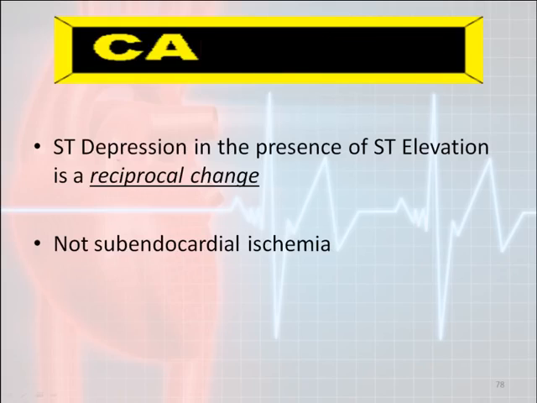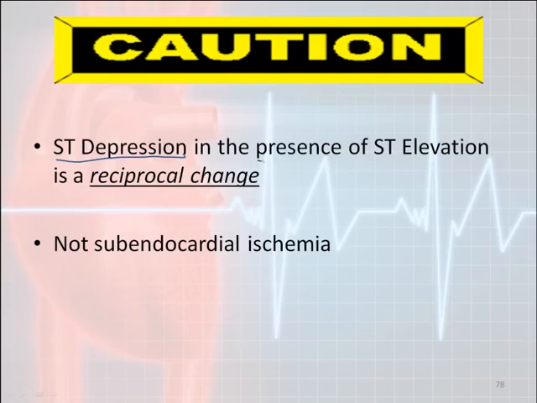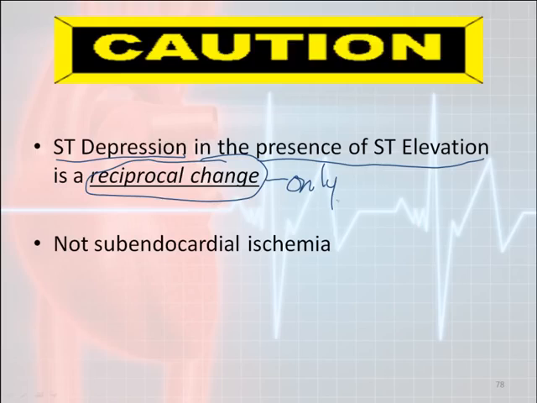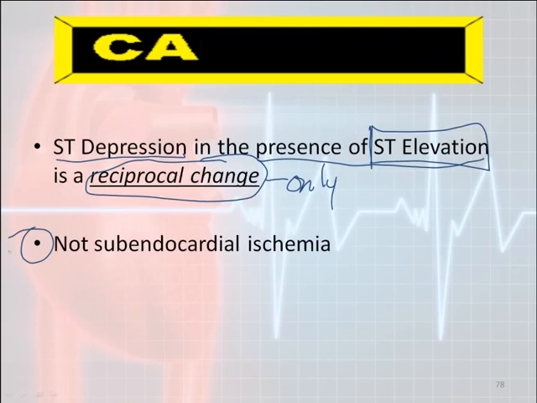ST segment depression, which we normally consider subendocardial, but ST segment depression in the presence of ST segment elevation is a reciprocal change only. Just consider this a reciprocal change. Yes, it is possible. There could also be some microembolization going on. At this point, we shouldn't be worried about that. If we have ST segment elevation, anything that is depressed is a reciprocal change, not subendocardial ischemia.